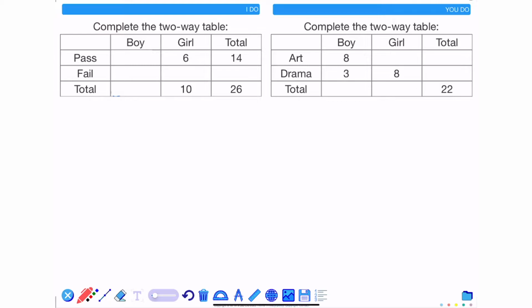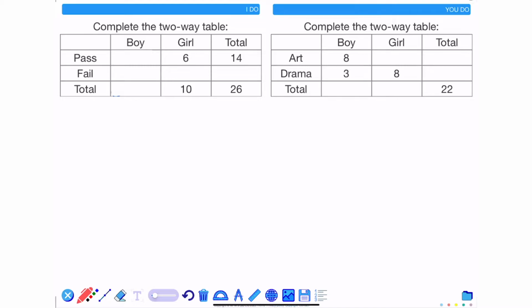In this video, we're going to take a look at how we can complete a two-way table. With the example on the left-hand side, I've got a two-way table that shows the number of boys and the number of girls that either passed or failed. The wonderful thing about a two-way table is that it will show me the number of individual boys that either passed or failed, girls that passed or failed, or the total number.